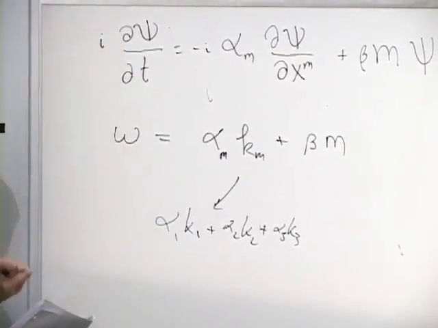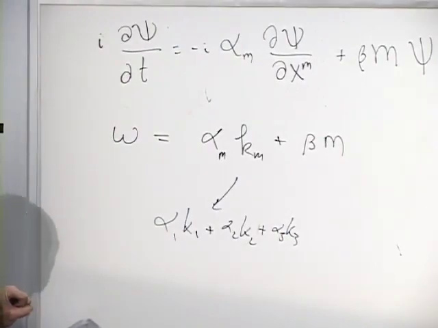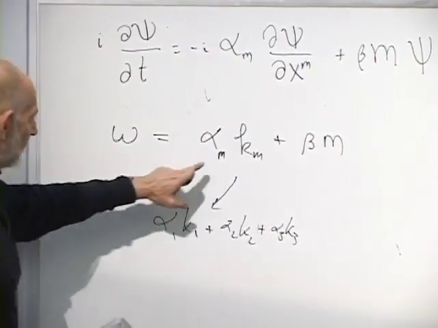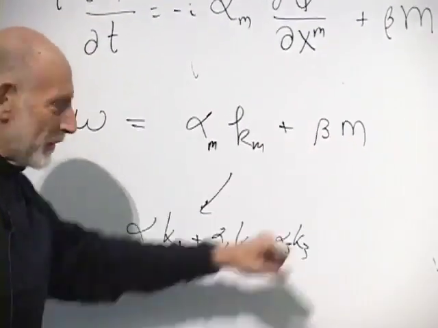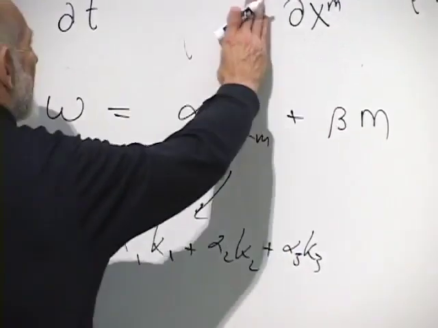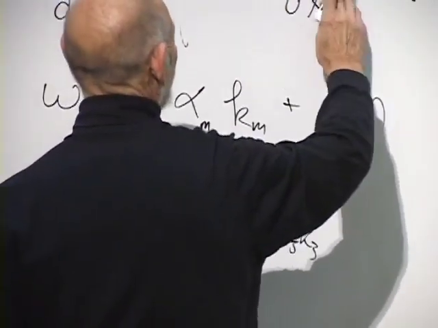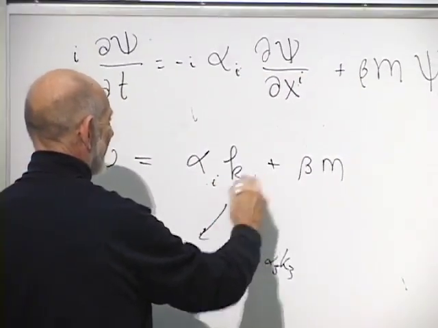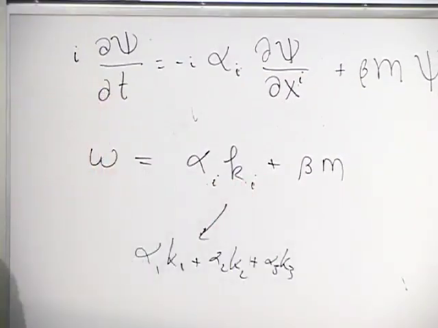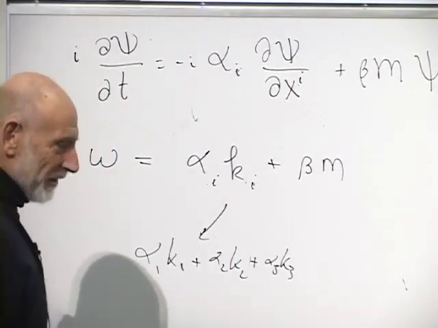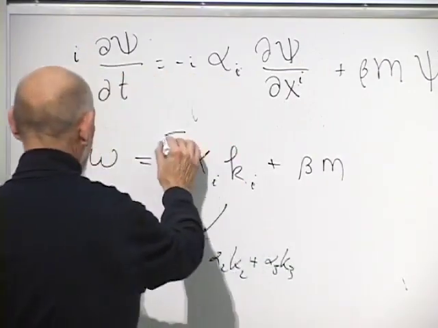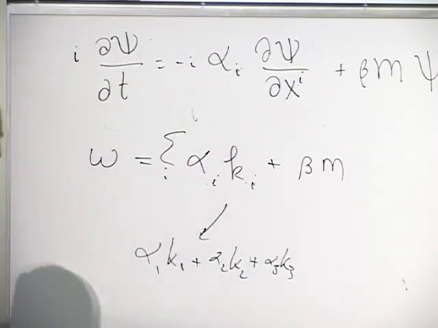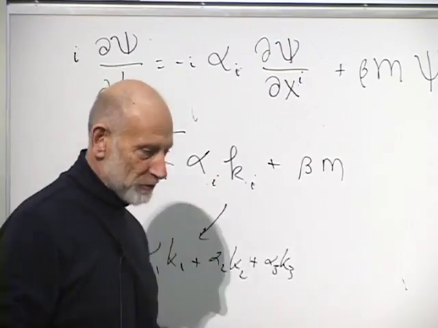Am I missing an I? Yeah, this m is an index. This is the mass of the particle. Okay, let's not use m here. I. Good, thank you. Yeah, sorry. And this means sum over I. Usual summation convention. Okay, all right, when an index is repeated twice, it always means you sum over it.